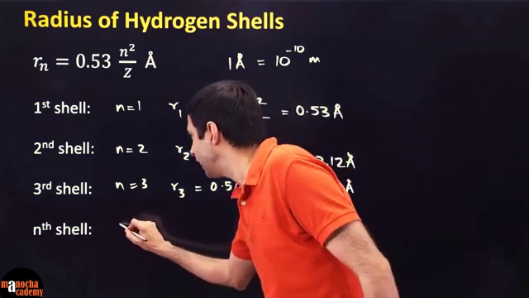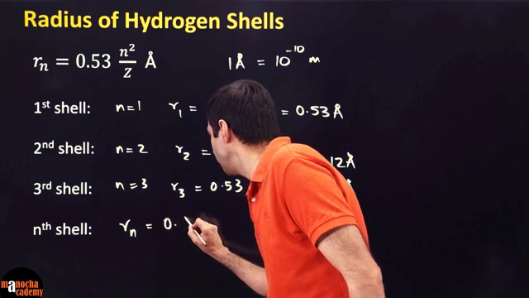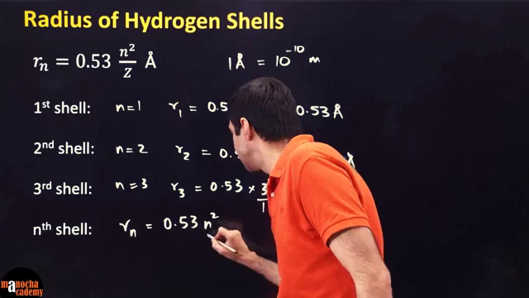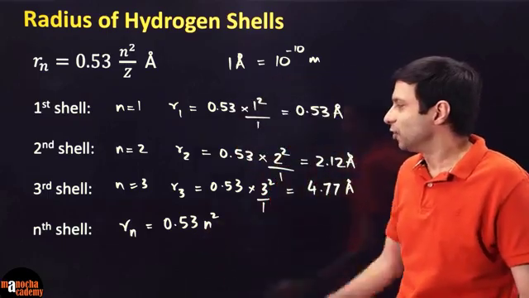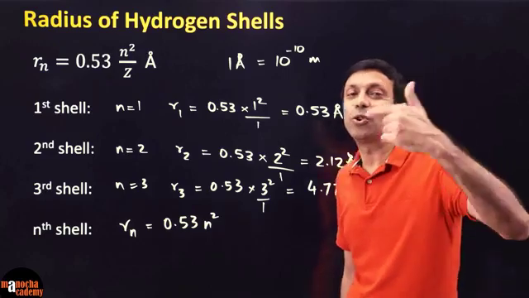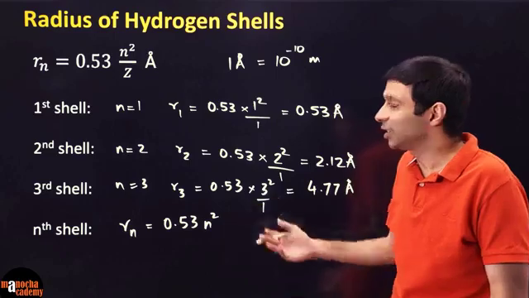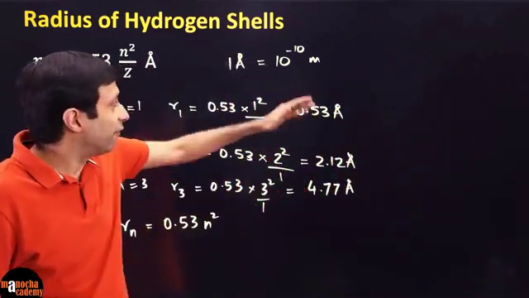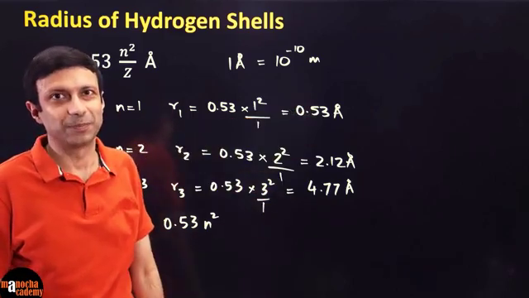So basically our nth shell, Rn, is what? It is 0.53 times n square, and since the atomic number of hydrogen is 1, it's divided by 1. So this is the expression. You can find out the radius of any of the shells in the hydrogen atom. And as expected, as the shell number is increasing, you can see the radius is increasing. In fact, it is increasing quite fast because there is an n square over here.